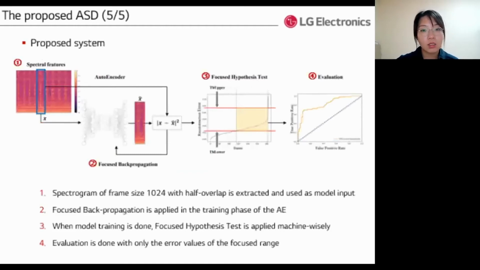And this is the full illustration of the proposed ASD system. First, a spectrogram of frame size 1024 with half overlap is extracted and used as model input. In the training phase, focus backpropagation is applied. When model training is done, the focus hypothesis test is applied machine-wise. The final evaluation is done with only the error values of the focused range.